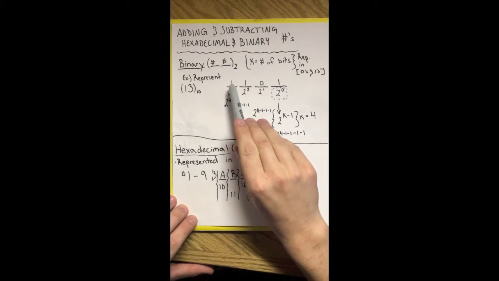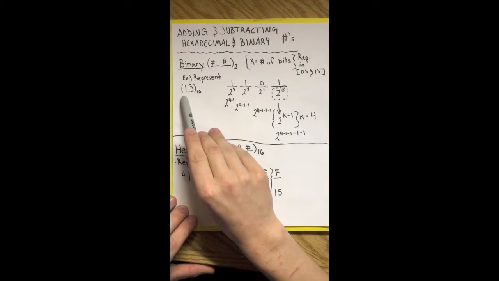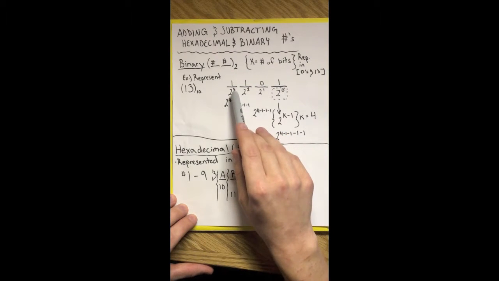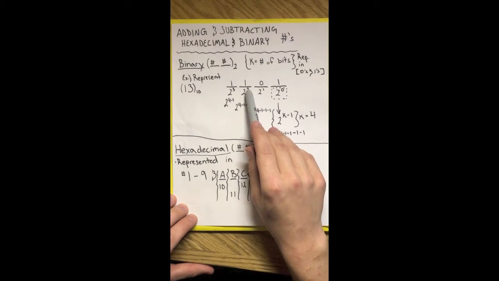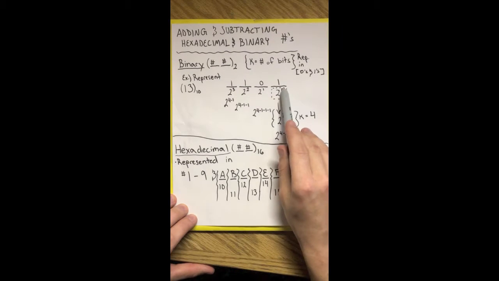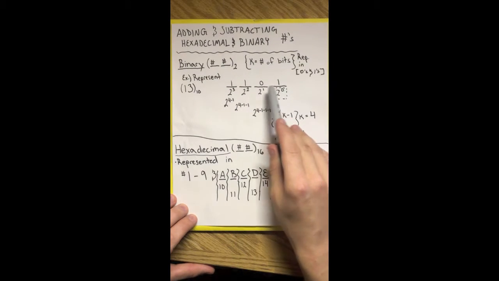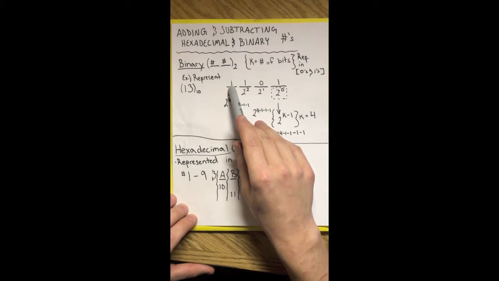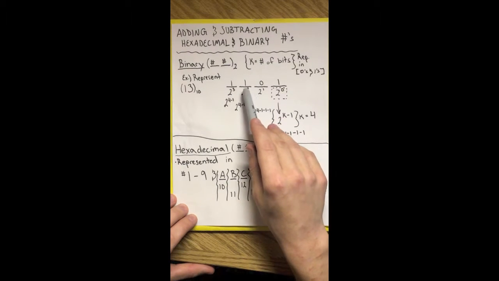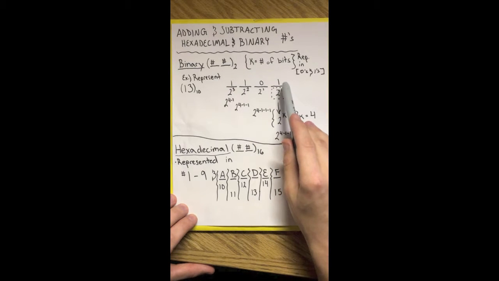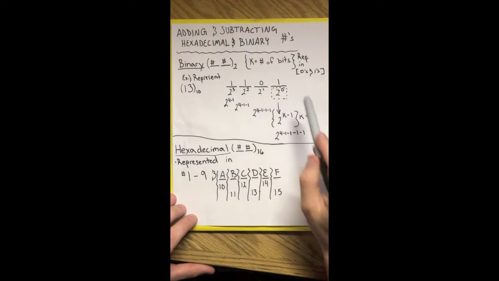In this case, there are 4 bits representing the decimal number 13. 2 to the 3, 2 to the 2, 2 to the 1, 2 to the 0. 2 to the 4 minus 1, all the way down. 8 times 1 is 8, plus 4 times 1 is 12, plus 2 to the 0 times 1 is 13.